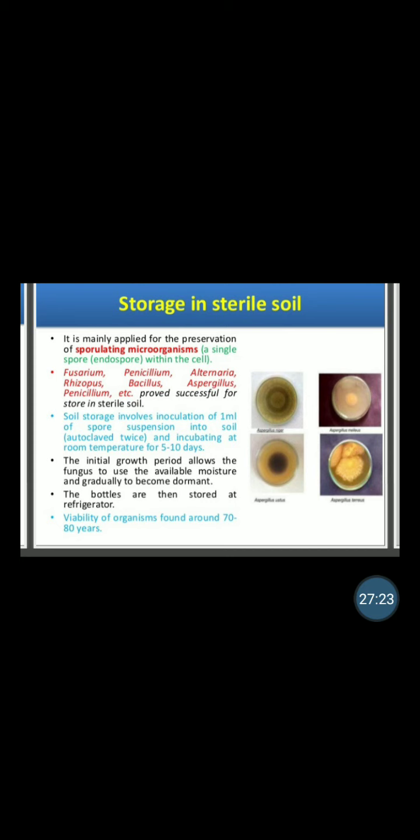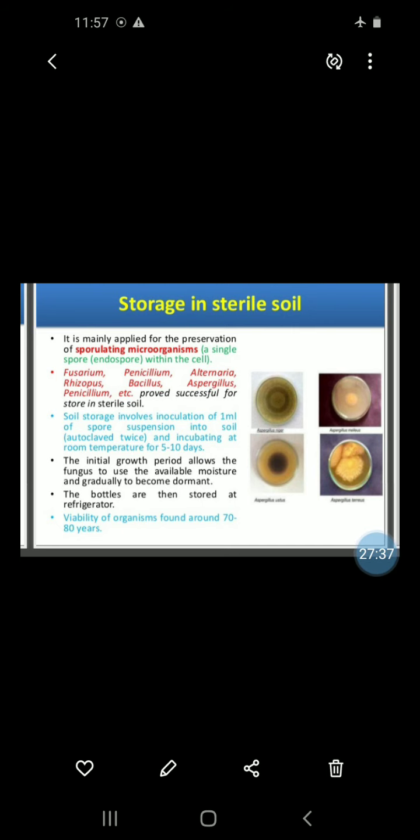In that, first, it is mainly applied for preservation of sporulating microorganisms. This method is mainly applied for preservation of sporulating microorganisms, for example Fusarium, Penicillium, Alternaria, then Bacillus, Aspergillus. These are some examples of sporulating microorganisms. Sporulating microorganism means a single spore, that is an endospore, is present within the cell.